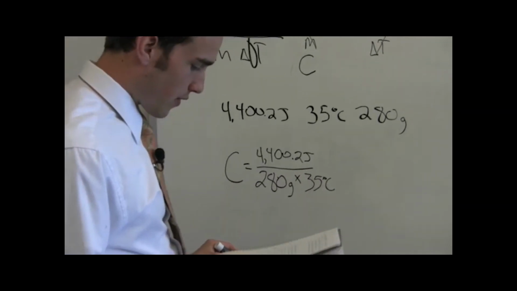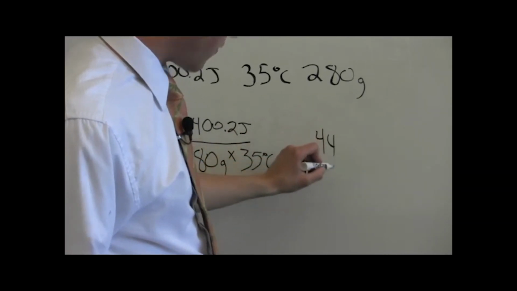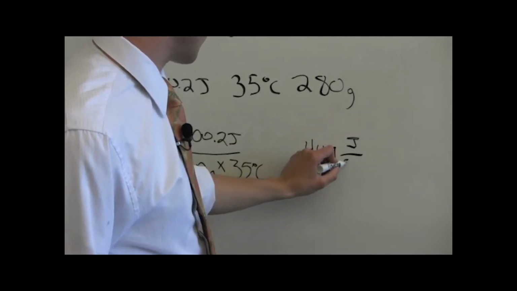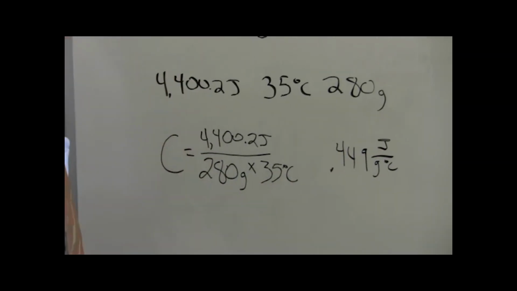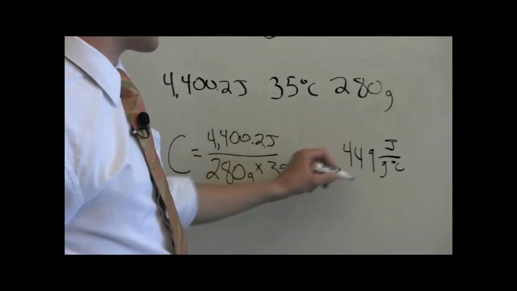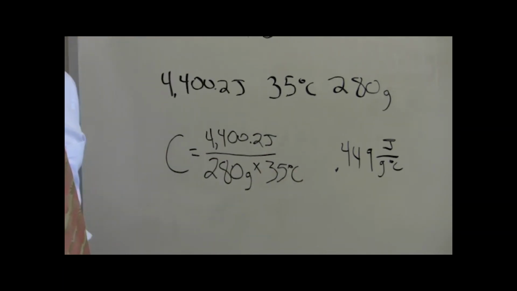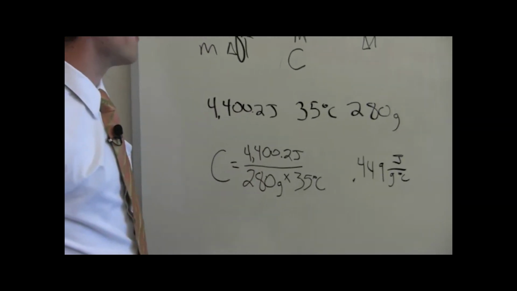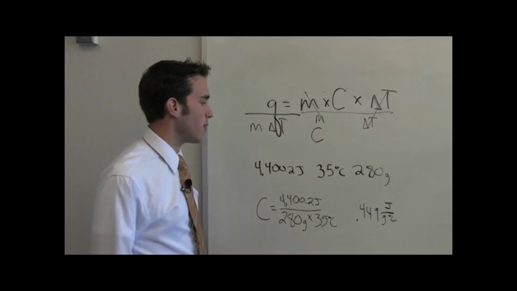So once we do that, we end up with 0.449, and that'll be joules over grams degrees Celsius. And that's our specific heat capacity for the substance. And given a list of different heat capacities, you'd see that that is the heat capacity of iron. So this equation is helpful not only for finding the heat absorbed or given off during a reaction, but it also helps us to find mass and the change in temperature or the specific heat capacity of a substance.